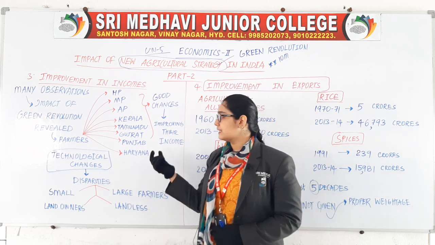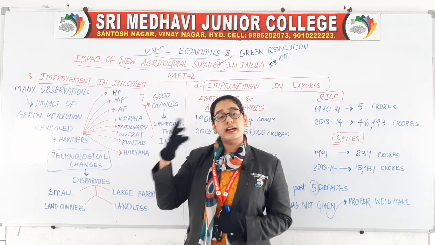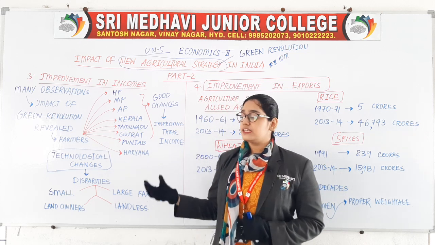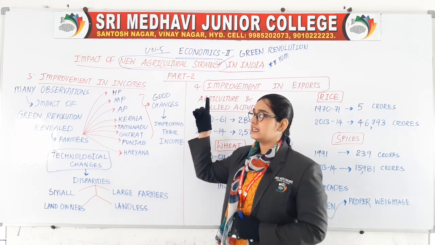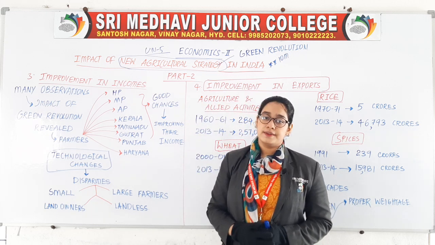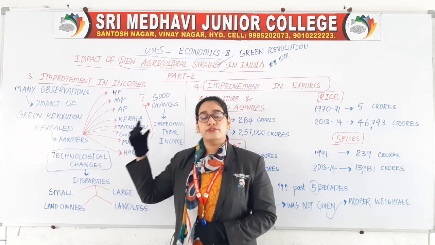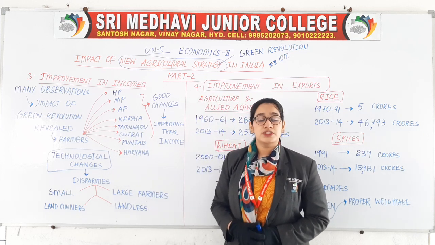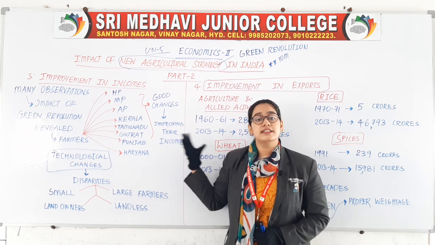Why are the farmers in only these states having good chances of improving income? Why not other states? Because these were the states that were following the Green Revolution strategy. They were following the rules and regulations of Green Revolution, which helped them to increase their income. This is a positive impact.